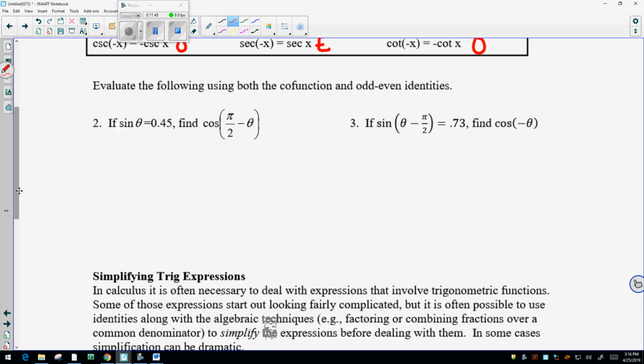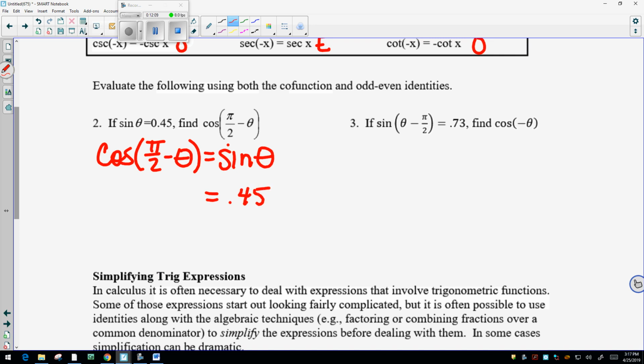So it says sine of theta is equal to 0.45. We have to find cosine of pi over 2 minus theta. Okay, so this is a co-function identity. And I know that cosine of pi over 2 minus theta is equal to sine of theta. That's that whole idea of sine of an angle is equal to the cosine of its complement. So if I know sine is equal to 0.45, well, then I know cosine of pi over 2 minus theta also has to be equal to 0.45. And so you're done.